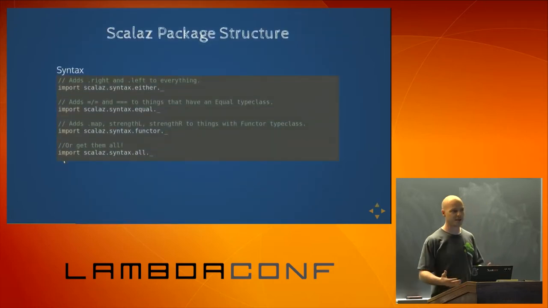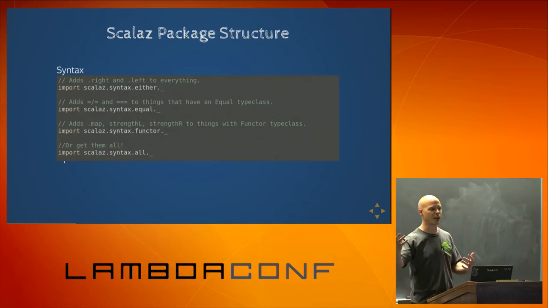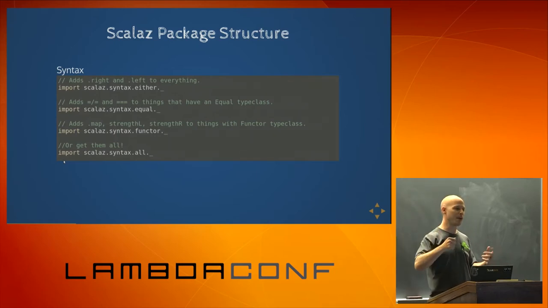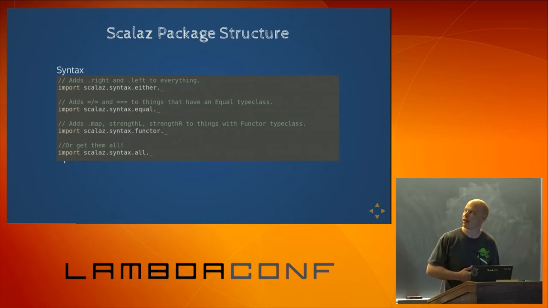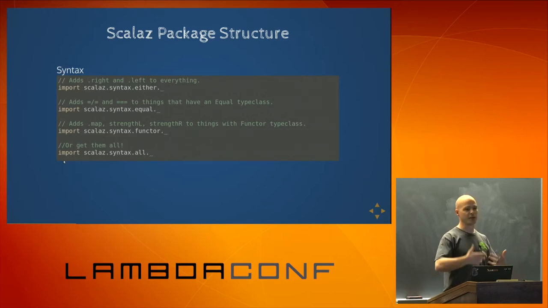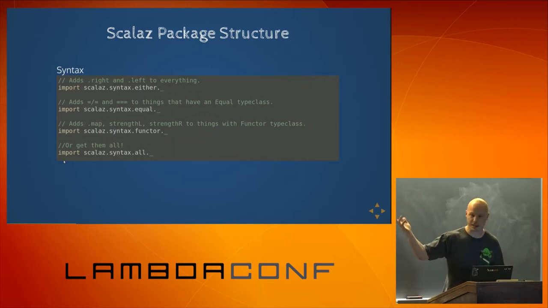So syntax. A lot of what Scalaz offers is the stuff that Brendan was talking about, like star greater than or pipe at pipe, pinkie pie, whatever you want to call it. So you can get that syntax by importing the data type dot underscore. So if you want to put either syntax onto your standard data types, so you can put like dot left to lift something into the left side of a disjunction or dot right, you just import Scalaz syntax either underscore. Also note that it's wildly confusing that it's either, not disjunction, when everybody calls it disjunction, but that's the way it is.